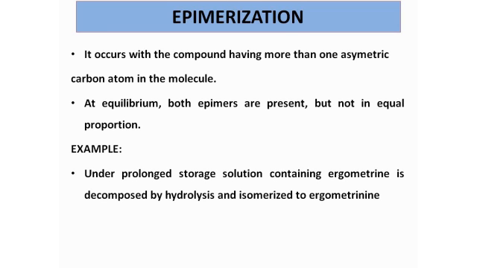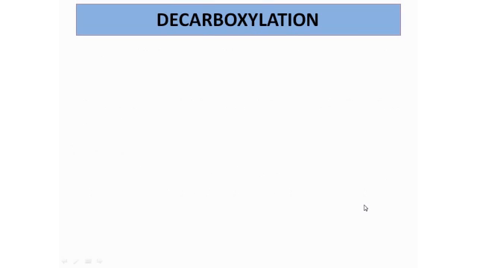For example, under prolonged storage, if a solution has the drug ergometrine, this ergometrine may undergo epimerization. For undergoing epimerization, it first needs to be hydrolyzed, and then it gets isomerized into ergometrinine. It's an example, right?